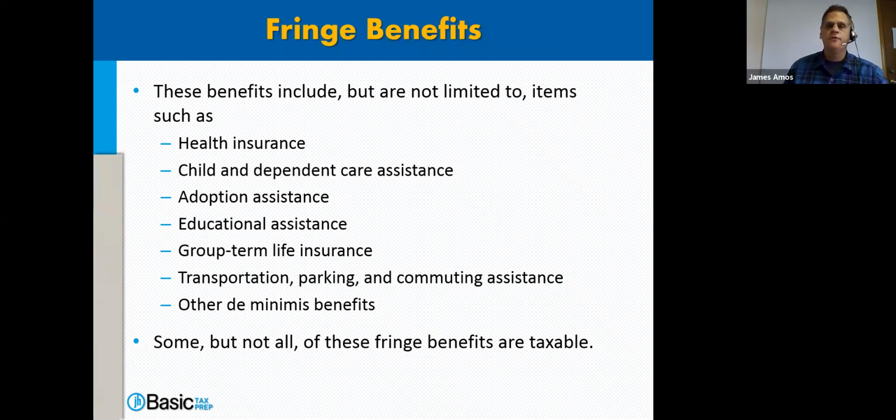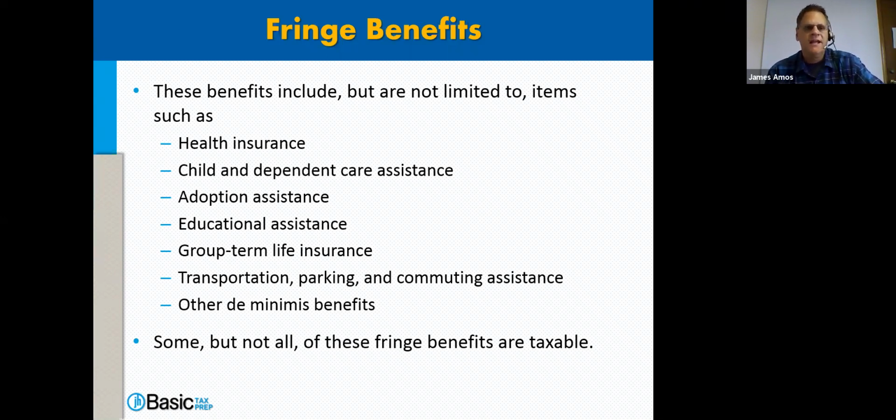Now let's talk about fringe benefits. These are benefits that include things such as, and this is not a complete list, health insurance. So, you know, your employer might pay all or part of your health insurance premiums. Child and dependent care assistance. Sometimes they will pay for part of child or dependent care, or they will actually provide it in some cases.